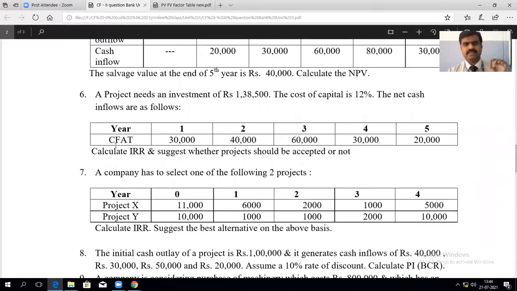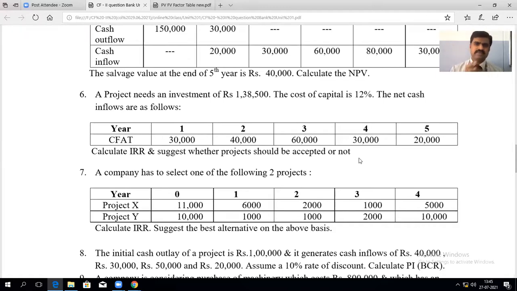Next, he has given CFAT. What is CFAT? Cash flow after tax: 30,000, 40,000, 60,000, 30,000, and 20,000. He is asking you to calculate IRR and suggest whether the project should be accepted or rejected. Do you understand the question? Cash outflow is given, cash inflows are given for 5 years, so the life of the project is 5 years, and the cost of capital is given. So now we have to calculate IRR.